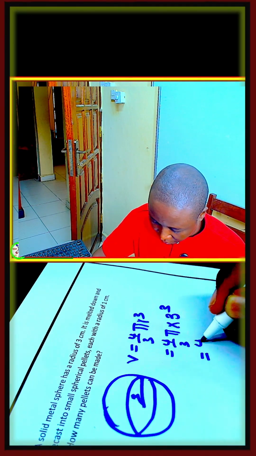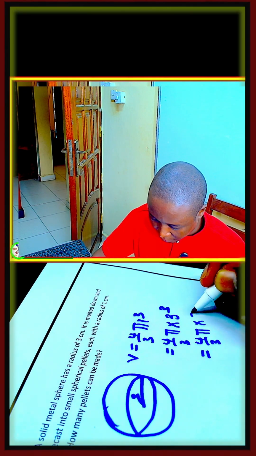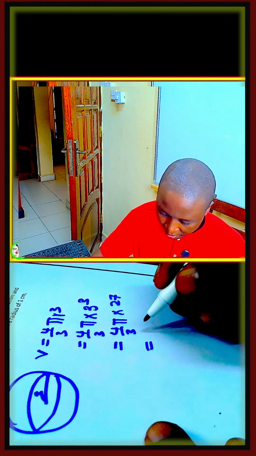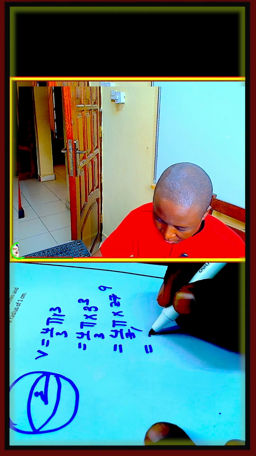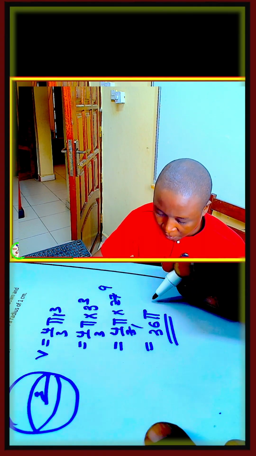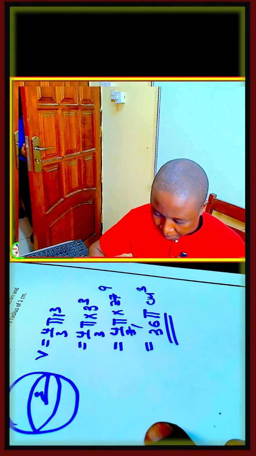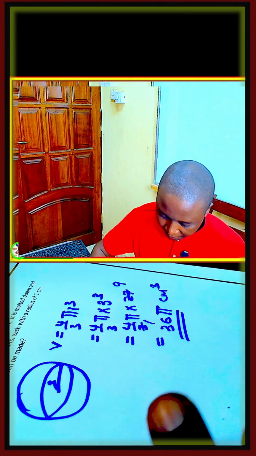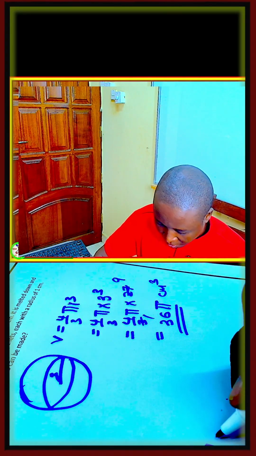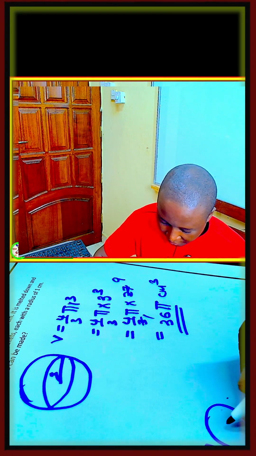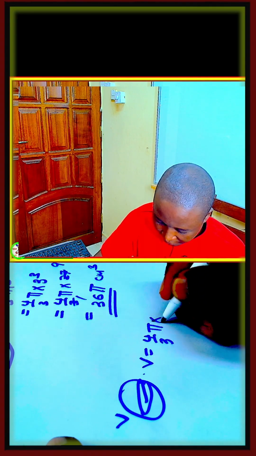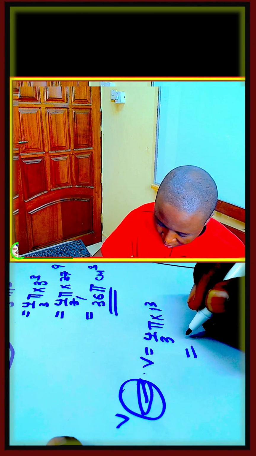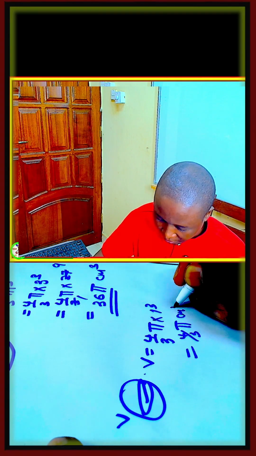So we are going to have this as 4 over 3 pi times 27, and that means this is going to cancel once here, it goes here 9 times, and then we shall have 36 pi as the volume of this big sphere. Then once we've worked out that, we need to find the volume of the small sphere. The tiny sphere has a radius of 1, so volume is going to be 4 over 3 pi times 1 cubed, which is 4 over 3 pi centimeters cubed.